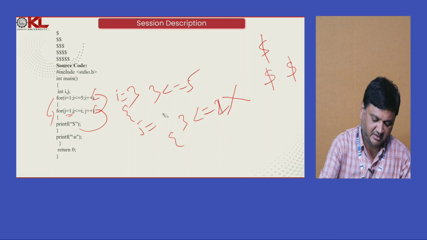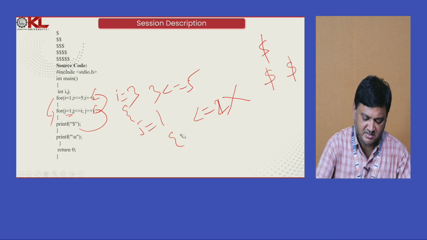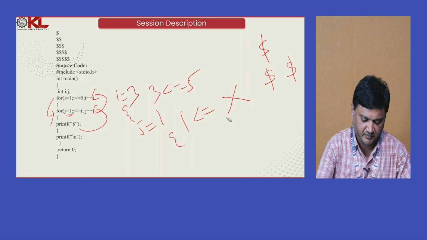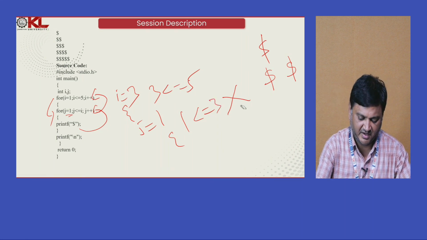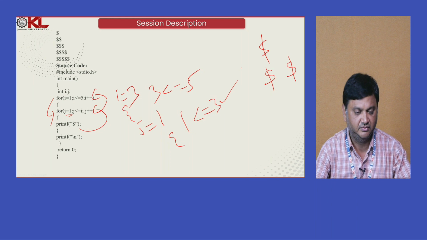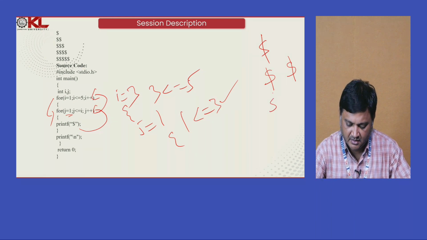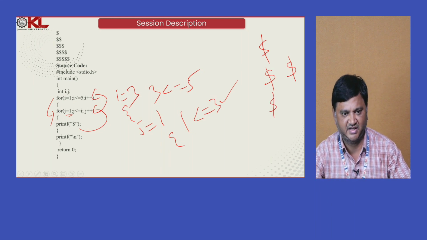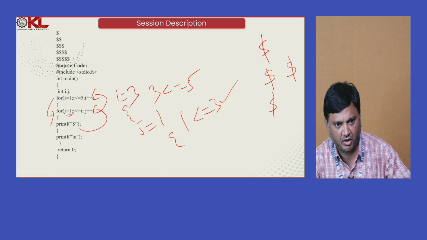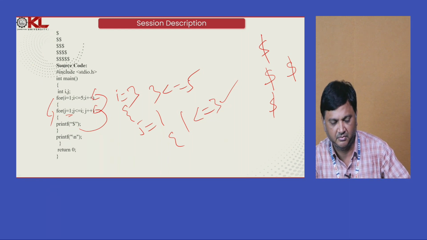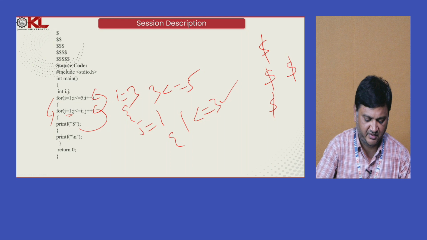Again, in the inner loop, j starts with 1. Is 1 less than or equals to 3? Yes, it's true, 1 less than or equals to 3. The condition is true. For the first time, in the third row, dollar is printed. What happens next? Will I come out of the program, or will I go to the outer for loop, or will I stay in the inner for loop? Yes, my dear students, most of the students are giving the right answer.